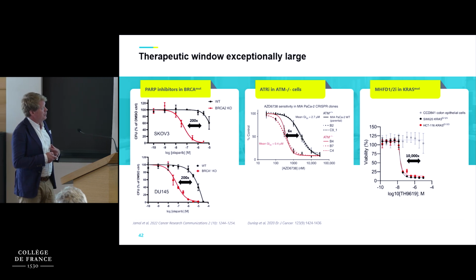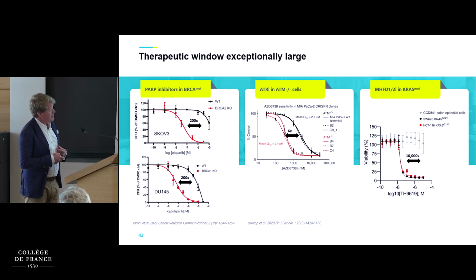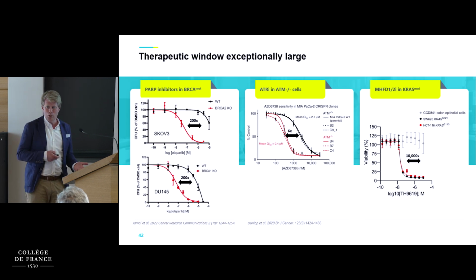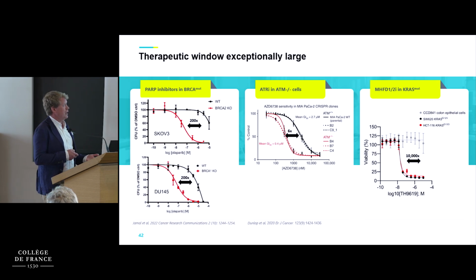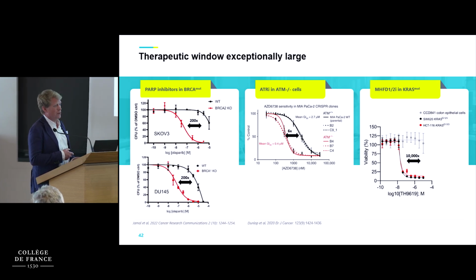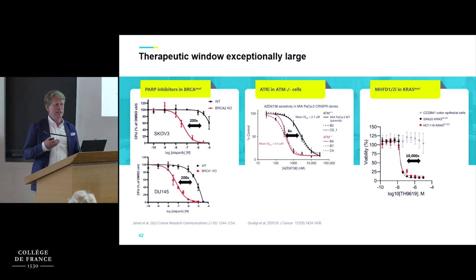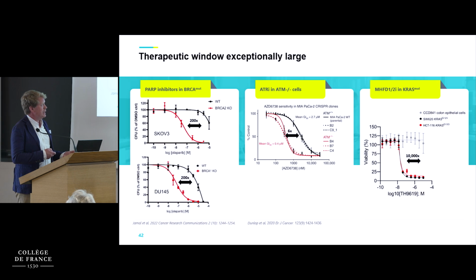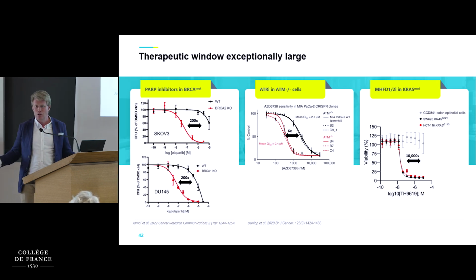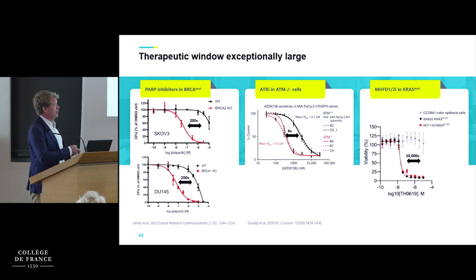But here, if you look at these colorectal cancer cell lines that are KRAS mutated, they are sensitive at low nanomolar concentrations, while the other cells are completely resistant. And this is actually true for many cancer cells: some are completely resistant to our compound, while others are sensitive in the low nanomolar range.